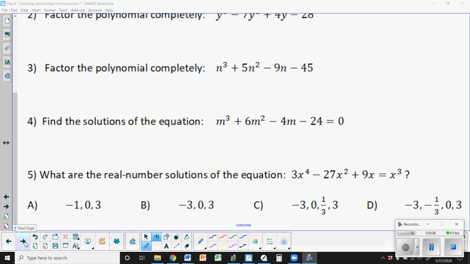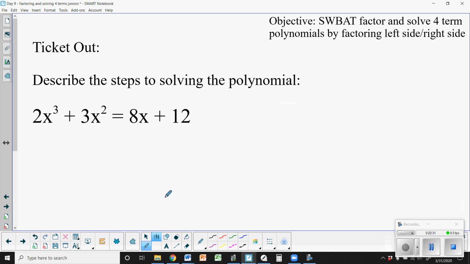And then our last part here, we have a ticket out. So your ticket out, describe the steps of solving the polynomial. So it's basically like, what's step 1? What do you do for step 2? What do you do for step 3? What do you do for step 4? Try it without your notes and then go back and look at your notes. Writing them in again is going to be very helpful for you. The more we write it, the more we memorize it and know it.